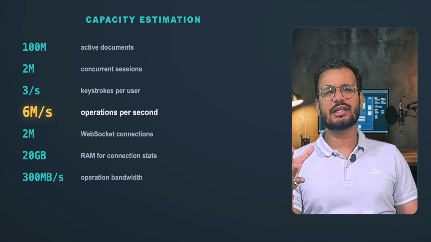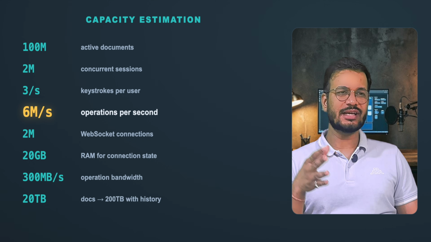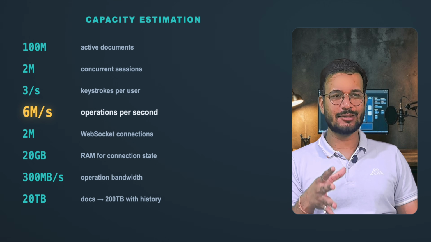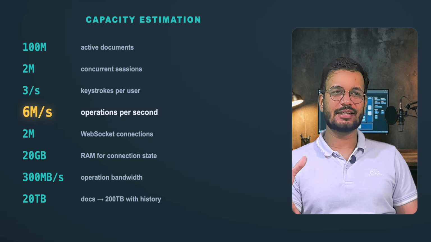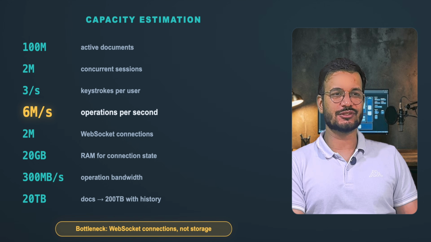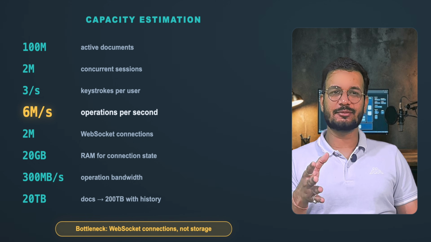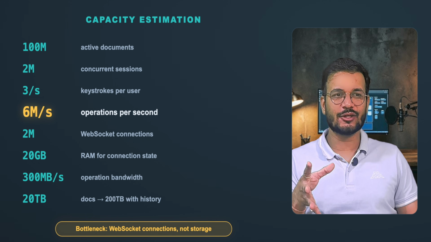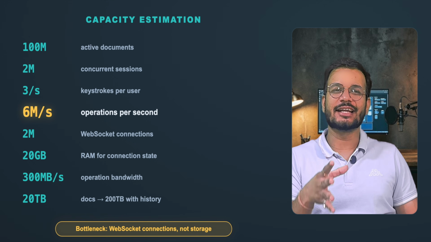A document is typically a few hundred KB. 100 million documents times 200 KB average is around 20 TB of document bodies. The version history multiplies this by some factor, say 10x, so 200 TB for all the versions. The key insight for this estimation is that WebSocket connection management is the scaling bottleneck, not storage or compute. Your architecture must handle millions of persistent connections effectively.